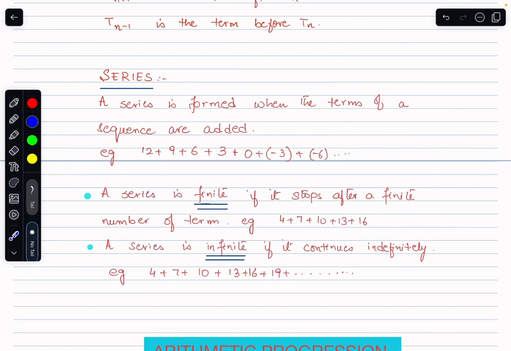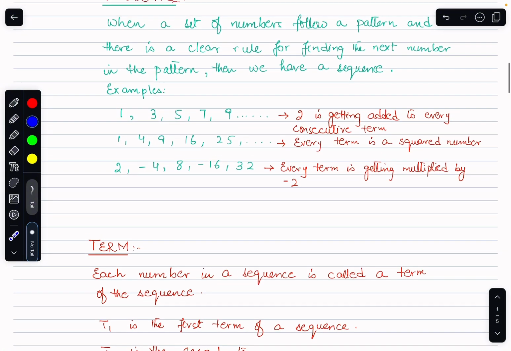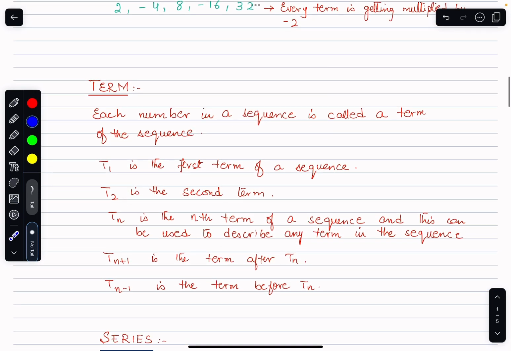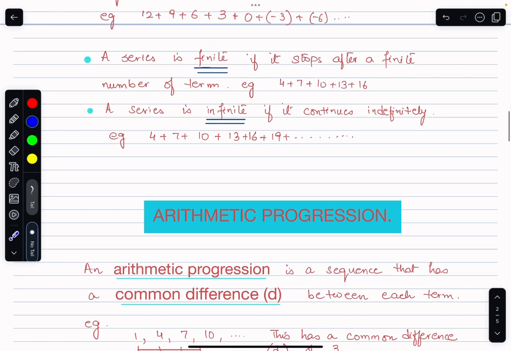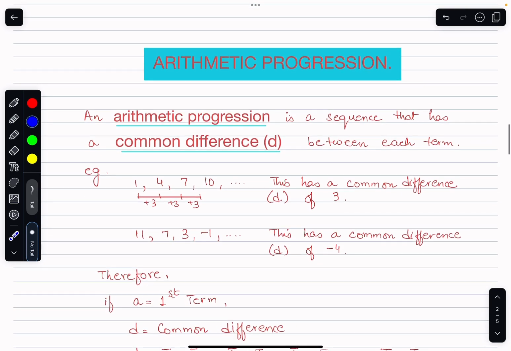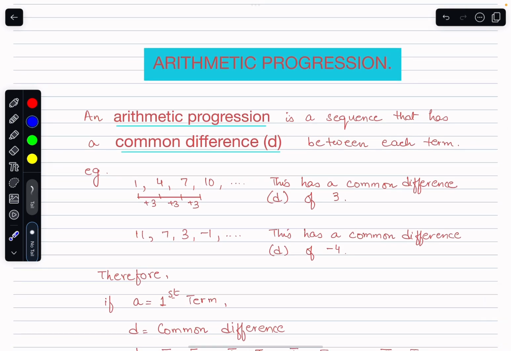After understanding the terminologies sequence, term, and series, let's move on to the first one, which is arithmetic progression. Arithmetic progression is a sequence that has a common difference d between each term. So, what is the rule that applies here? It's the common difference d, and this d has to be added to each consecutive term.